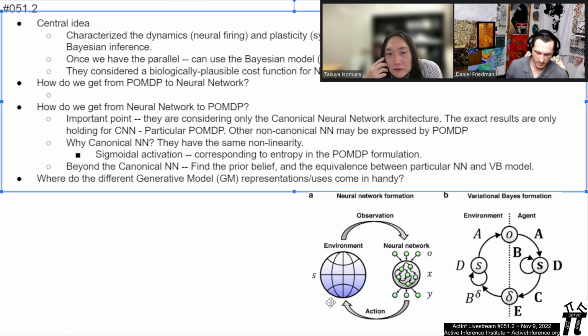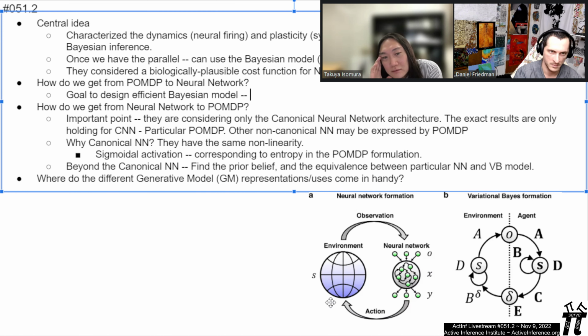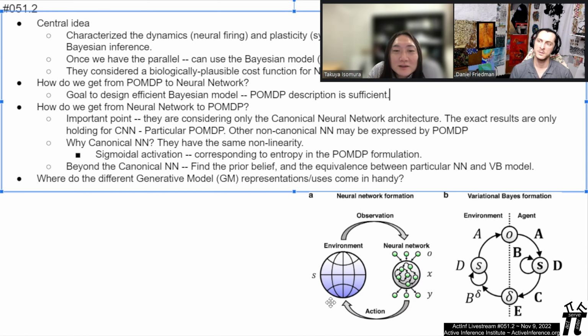Well, if one uses a POMDP and one's goal is to design an efficient Bayesian model, then I think your POMDP expression is sufficient. You don't need to consider the neural network architecture, because the Bayesian formulation is designed to achieve some sort of mathematically optimal inference and decision making, right? It itself is an optimal scheme, but if one needs to consider the link between Bayesian inference and a biological substrate, then this mapping is crucial.